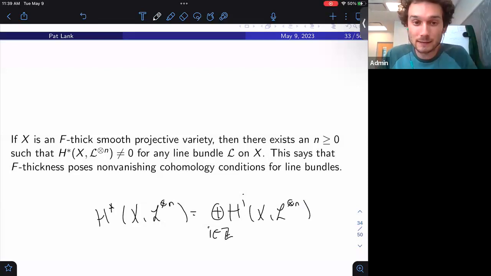What this says is that if I'm F thick, smooth projective, I actually can have a statement about non-vanishing cohomology. That's interesting because you can say this not only for line bundles, but vector bundles or other objects. But the idea is that F thickness has something to do with non-vanishing for cohomology. And that's something that maybe should be studied a little bit more in the future.